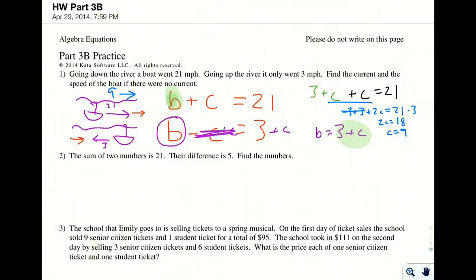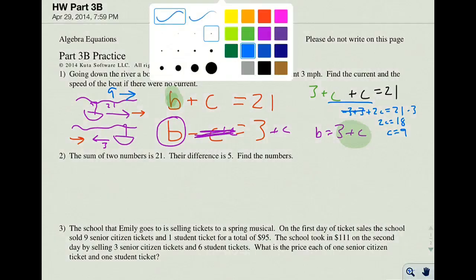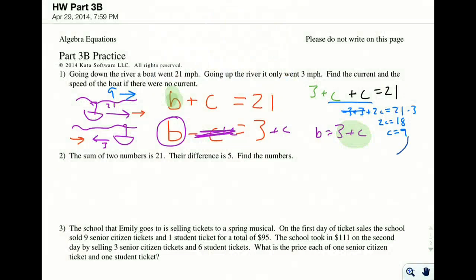Now I need to figure out what B is, what my boat speed is. I can take my value of C and plug it in right here, because I already got B alone. So I really just have 3 plus C, or 3 plus 9, which is 12. So B is equal to 12. The boat speed is equal to 12. Now let's make sure this actually makes sense in the context of this problem. If I have a boat speed of 12 and the river has a current of 9 miles per hour, add those together and I get 21. That works.